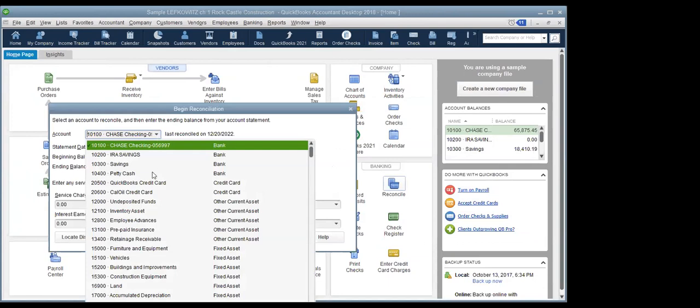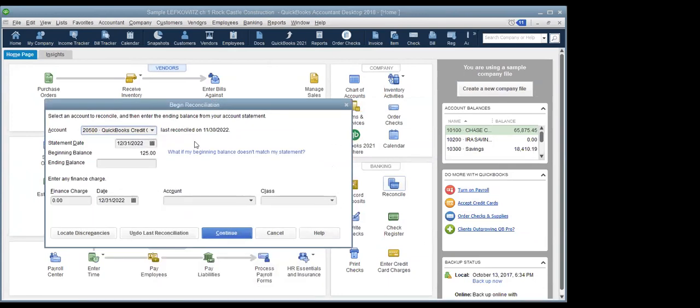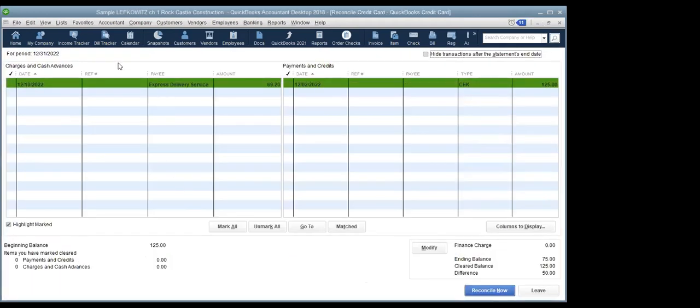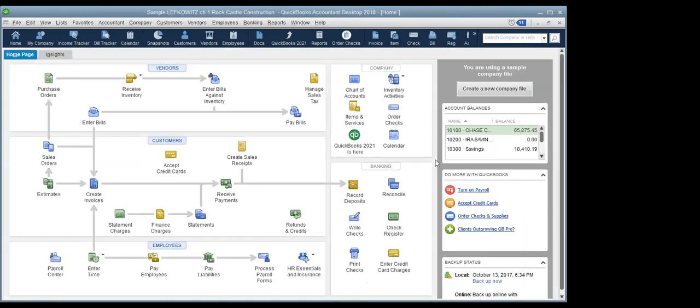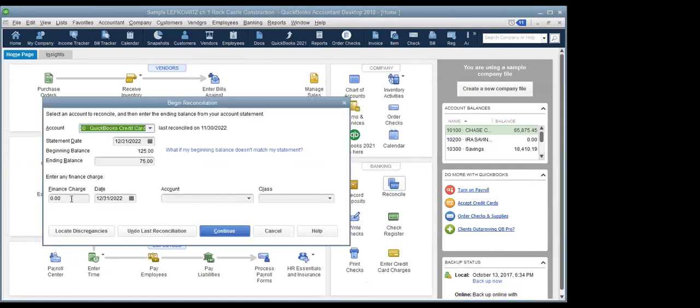Okay, I'll do another one. So this was QuickBooks credit card. Let's finish it. It's the end of the year. December 31, beginning balance is $125, ending balance, let's say $75. Okay, so now I have reconciliation of the $125 that's paid and $69.20 over here. So we're off by $5.80. I'm going to leave. Okay, same one, but I want to add $5.80 as a finance charge.